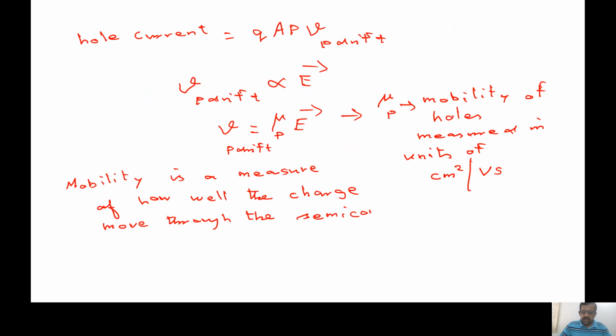Obviously, for different materials, you expect the mobility to be different for holes and electrons, because for holes the effective mass is different, and for electrons the effective mass is different. And again if the material is different, then certainly the mobility is going to be dependent on the nature of the semiconductor itself, and the mobility is going to be different for holes and electrons.